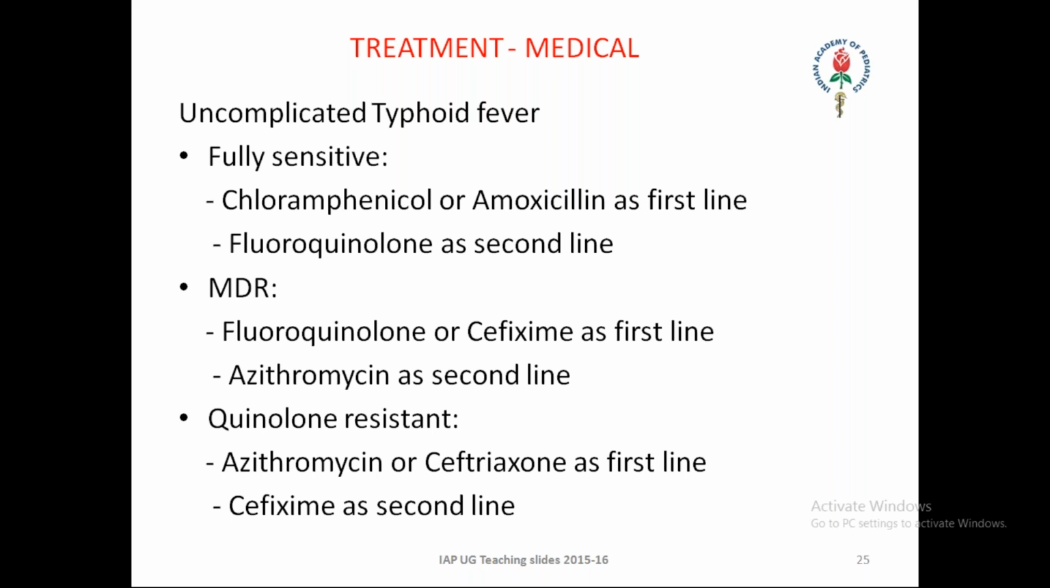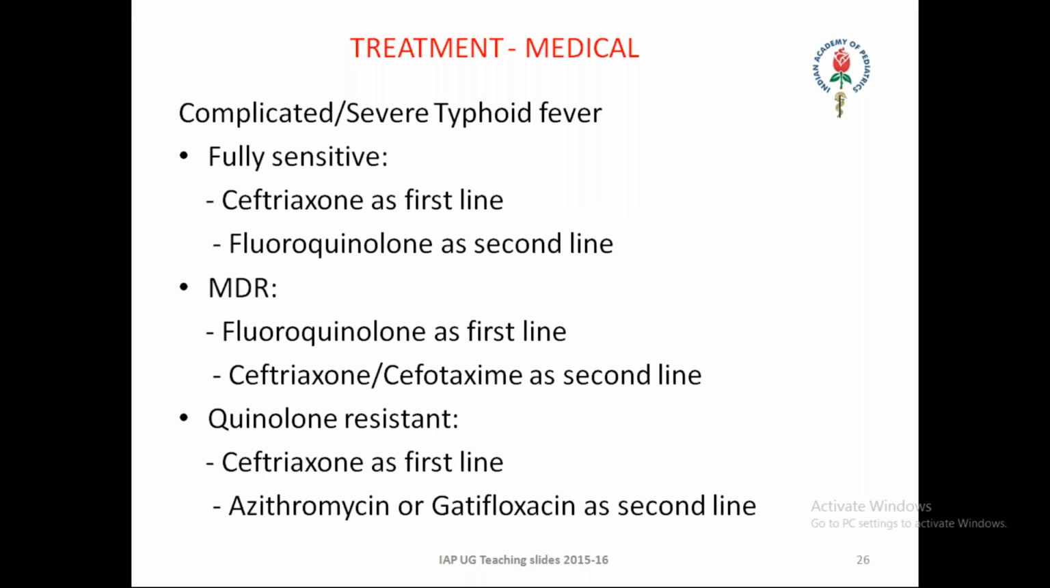If it is quinolone resistant, you can go for ceftriaxone, a third generation cephalosporin, or azithromycin as first line and cefixime as second line. Coming to complicated or severe typhoid fever, in the fully sensitive form, ceftriaxone is the first line and fluoroquinolone is the second line.